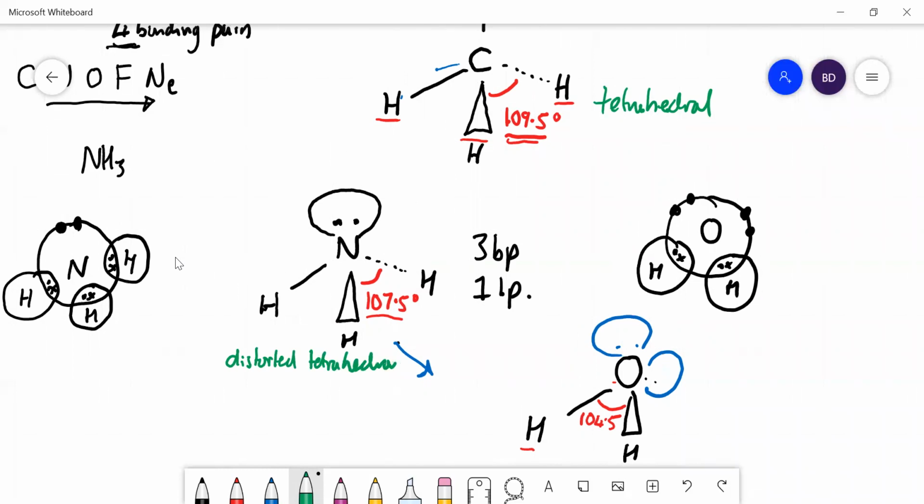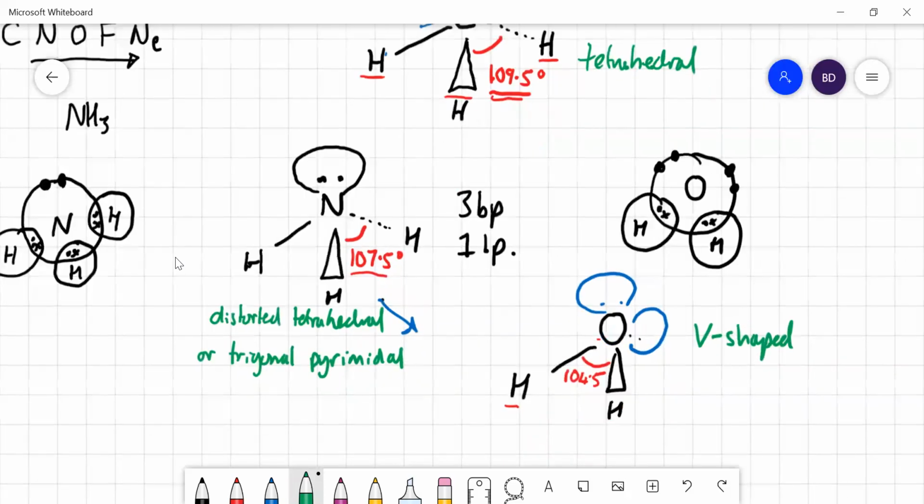This one can either be called distorted tetrahedral, which I like because that's more descriptive, but usually it's called trigonal pyramidal, because it's a pyramid with a base of three hydrogens there. And this one, you describe as V-shaped. Some people call it bent. I think they do accept bent in the mark schemes, but V-shaped is what I've always used.